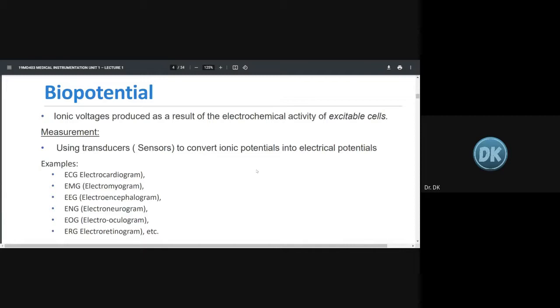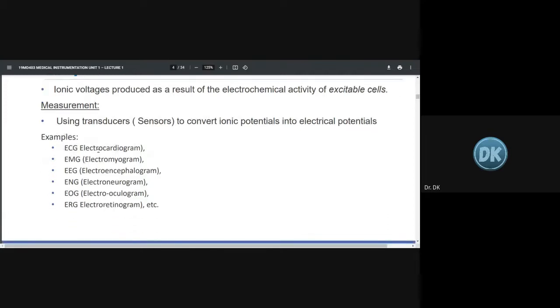So basically the electrolyte will have the chemical components. Those chemical components and their reaction you are going to convert into electrical potentials. So that electrical potential we are going to measure. For example, electrocardiogram, electromyogram, electroencephalogram, electroneurogram, electrooculogram, and electroretinogram.